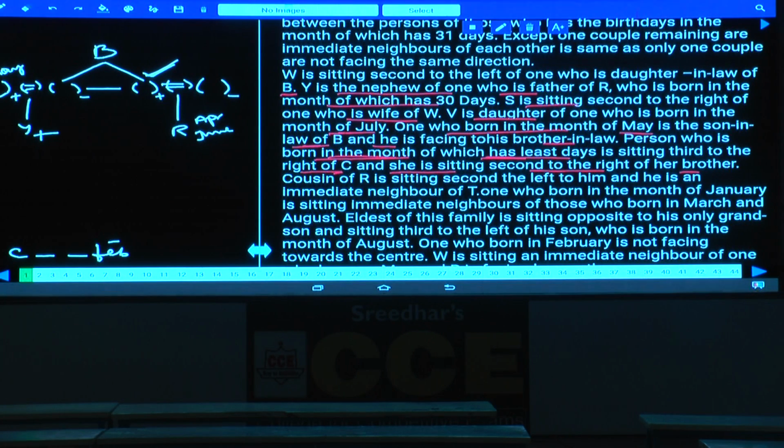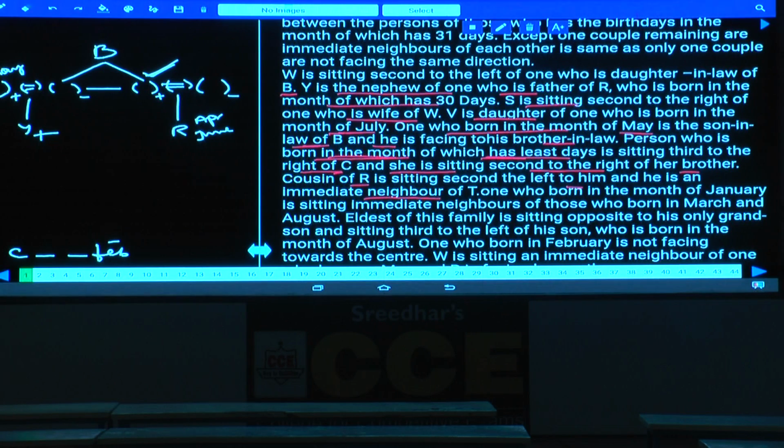Cousin of R. Cousin of R means here we are talking about Y. Y is seated second to the left of him. Y is seated second to the left of whom? Y is seated second to the left of R, and he is an immediate neighbor of T. Who is the immediate neighbor of T here? Y is an immediate neighbor of T.